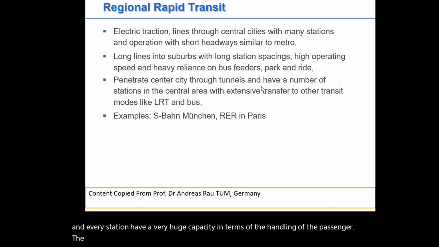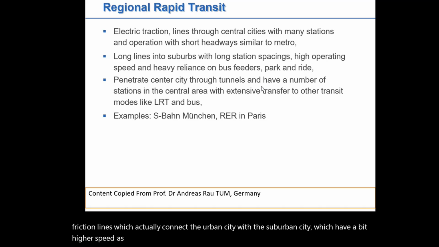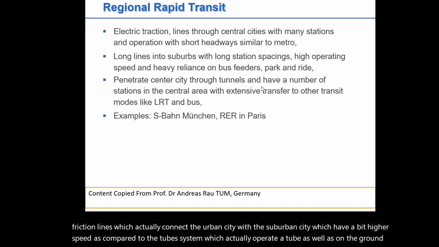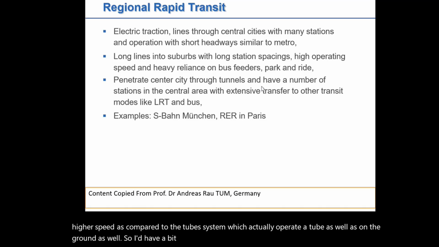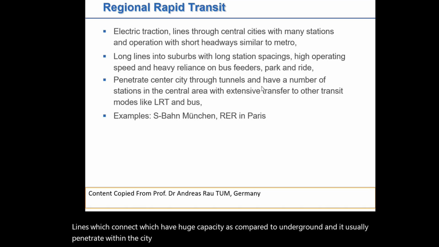The second part of the same is RRT, which we call Regional Rapid Transit. It is also the electric traction lines, which connect the urban city with the suburban city, with a bit higher speed as compared to the tubes system, and operate in tube as well as on the ground. So it has a bit longer lines with huge capacity as compared to underground, and it usually penetrates within the city center through the underground tunnels.